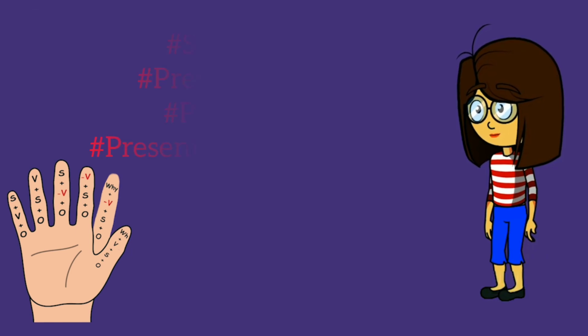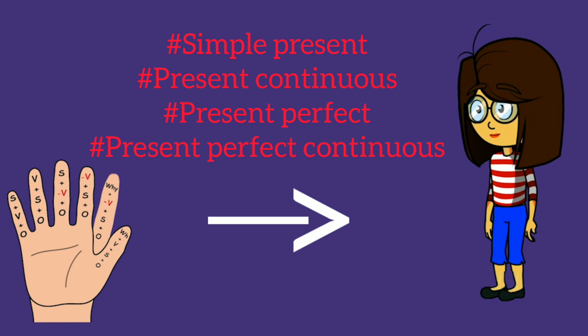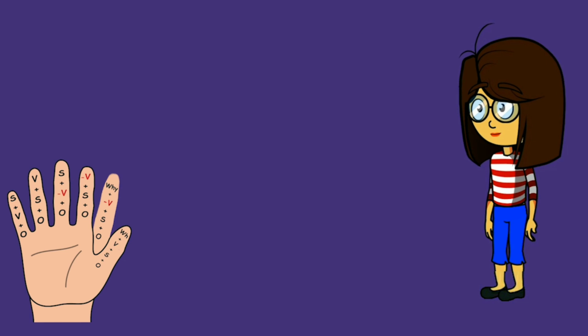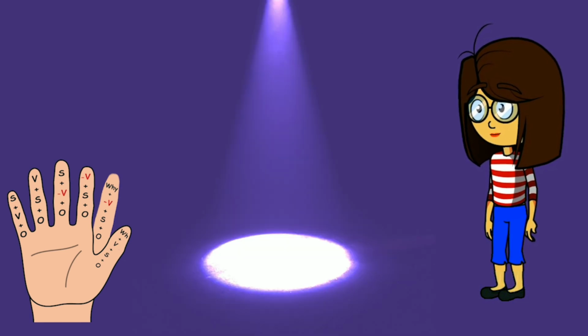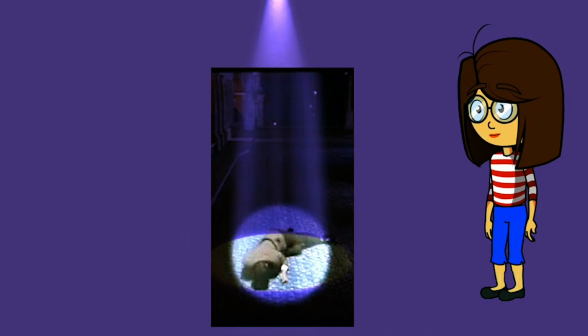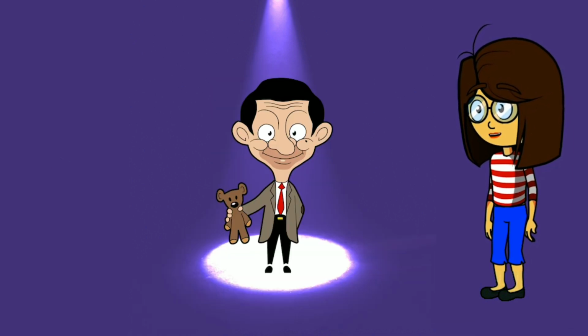Finally, let me sum up all the 4 tenses through the comical character who falls from the sky in the beam of light in his every episode. Can you guess who he is? Wonderful! You're right. It is Mr. Bean. Yes, I am going to sum up the tenses by using Mr. Bean.